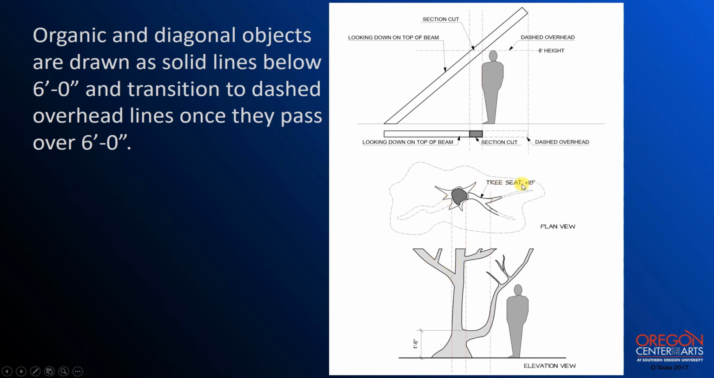But this little tree seat here, I might mark it as tree seat and give it a little height so that we know how high this little tree seat is for the actor to come and sit on. And then once it goes beyond this line, it turns into dashed lines. So it just transitions into dashed lines.